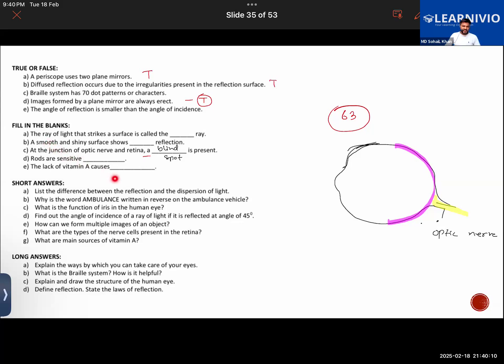List the differences between reflection and the dispersion of light. How are they different? Reflection is when light comes in contact with an opaque material and then the light gets reflected in the opposite direction. And dispersion is when light gets dispersed into seven different colors when it passes through a prism or through rain droplets. Okay, good. Continue.